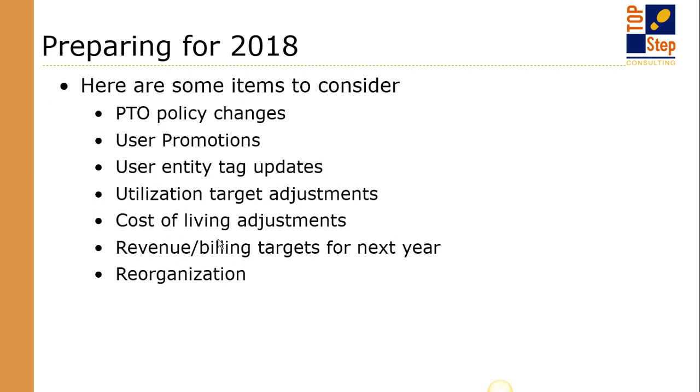So this allows you basically to set target utilizations and then be able to report on target utilizations across the organization at an individual level, and these are really effective reporting, and we need to make sure those are adjusted. Cost of living, so adjusting any costs. We'll talk a little bit more detail about cost adjustments.